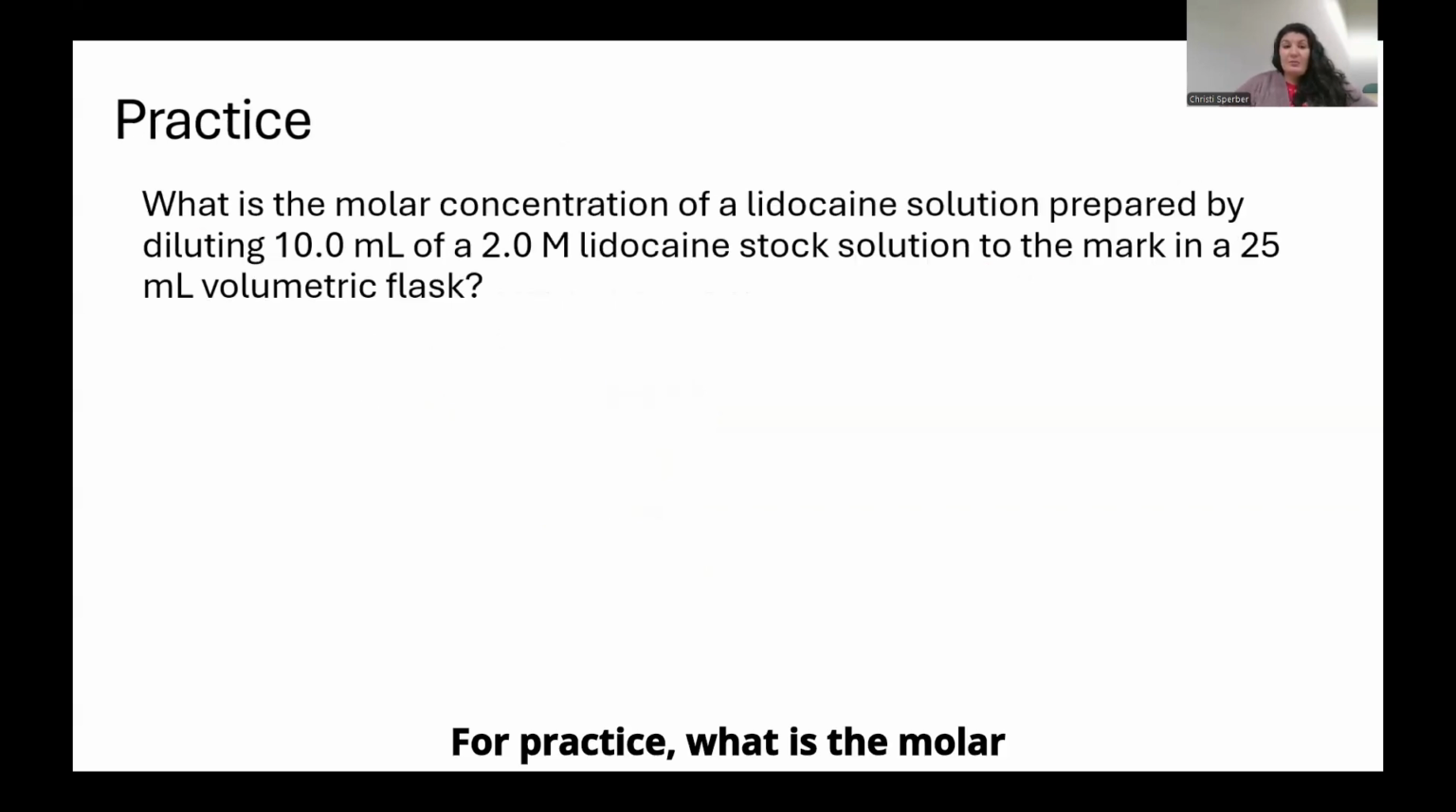For practice, what is the molar concentration of a lidocaine solution prepared by diluting 10 milliliters of a 2 molar lidocaine stock solution to the mark in a 25 milliliter volumetric flask? So in this case, we're going to use the equation M1V1 = M2V2. Go ahead and pause the video and work on the solution, and then come back and we'll work on it together.